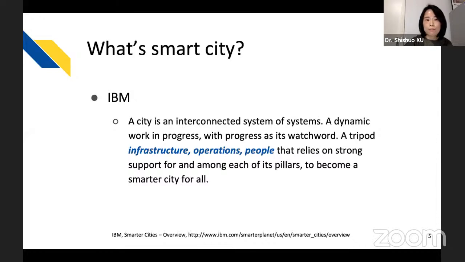The first one is from the IBM company. It defines a smart city as an interconnected system of systems, a dynamic work in progress with progress as its watchword, a tripod of infrastructure, operations, and people that relies on strong support for and among each of its pillars to become a smarter city for all.